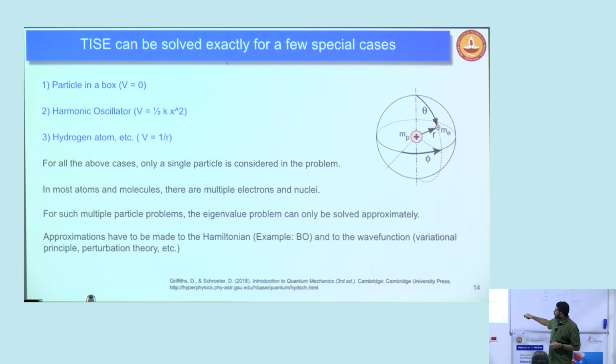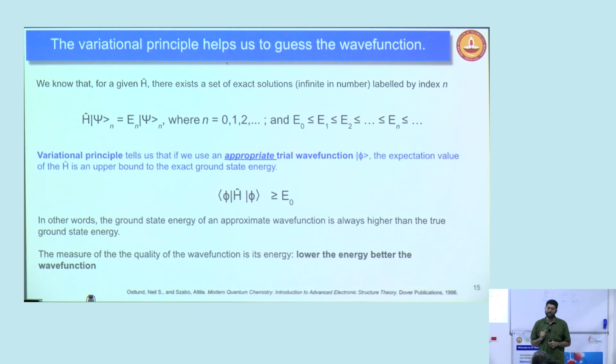So for those multi-particle problems, the eigenvalue problem can only be solved approximately, and the approximations include the Born-Oppenheimer approximation for the Hamiltonian, and for the wave function you need to start with simple principles called the variational principle or perturbation theory, etc. Those who did MSc here already learned what perturbation theory and variational principle are, but I wanted to mention one point about the variational principle.